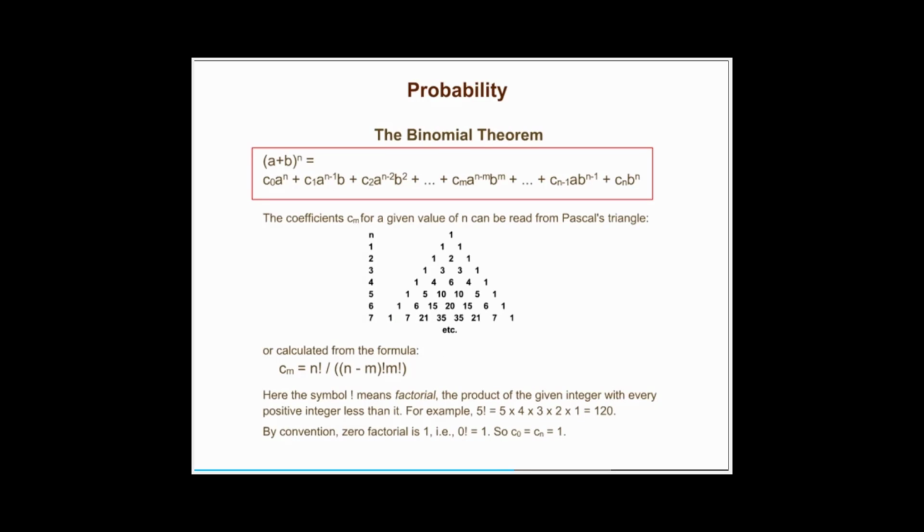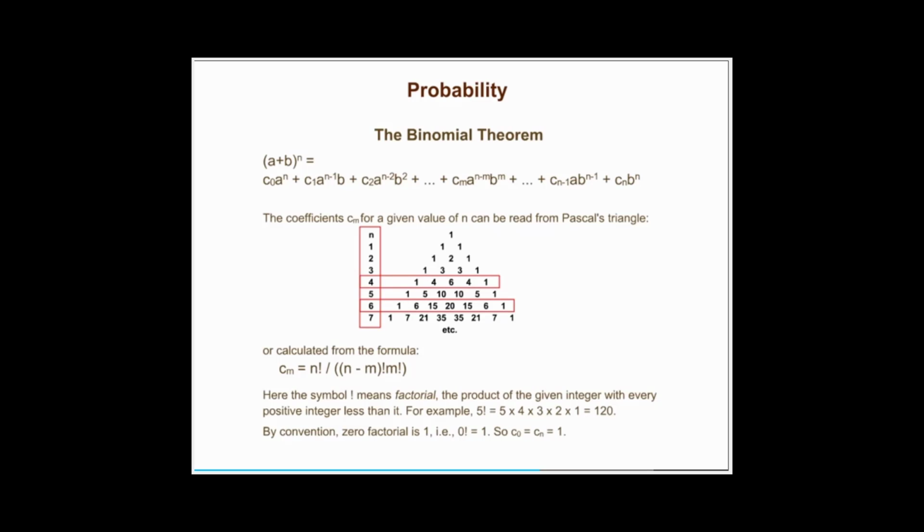Pascal's triangle. The binomial theorem tells us that the general expansion of A plus B to the power of n contains n plus 1 terms, as shown at left. The coefficients of the terms in the expansion can be read from a construct known as Pascal's triangle. For a given value of n, the leftmost number in a row of the triangle is the value of the first coefficient in the expansion. The next number in the row is the next coefficient, etc. Note that in this triangle, each number is the sum of the 2 numbers immediately above it. The coefficients can also be calculated from a formula.